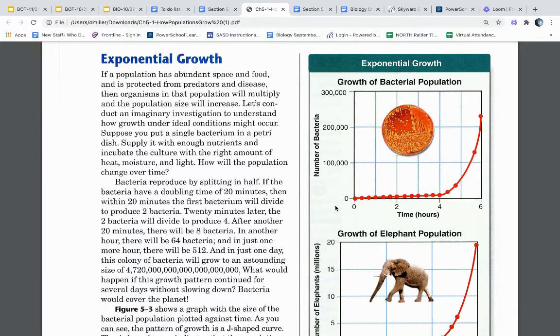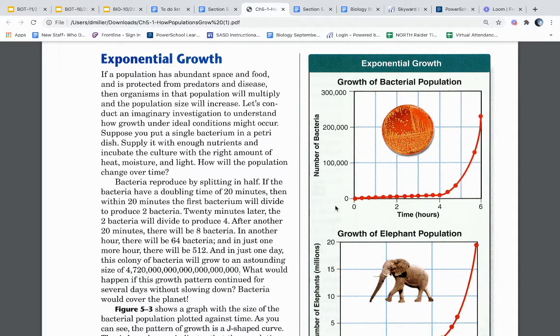Exponential growth. If a population has abundant space and food and is protected from predators and disease, then organisms in that population will multiply and the population size will increase. Let's conduct an imaginary investigation to understand how growth under ideal conditions might occur.